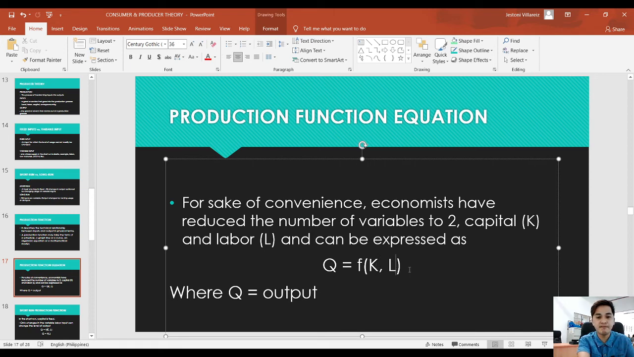Now, this is how a simple production function looks like: Q is equal to a function of capital and labor, meaning that to produce a certain output, which is Q, we have to use a certain amount of capital and labor.